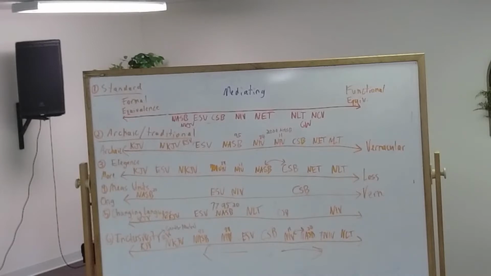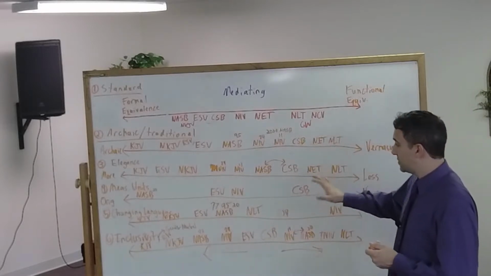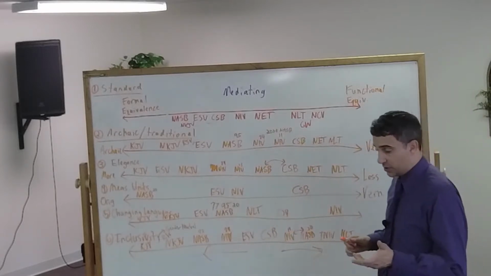Okay. Next question is, bear with me if you understand this, but I need a little more explanation on why do they update, like 77, 95, 20? Why do they do that? That's a great question. Why update a translation? Is that your question? Yes.